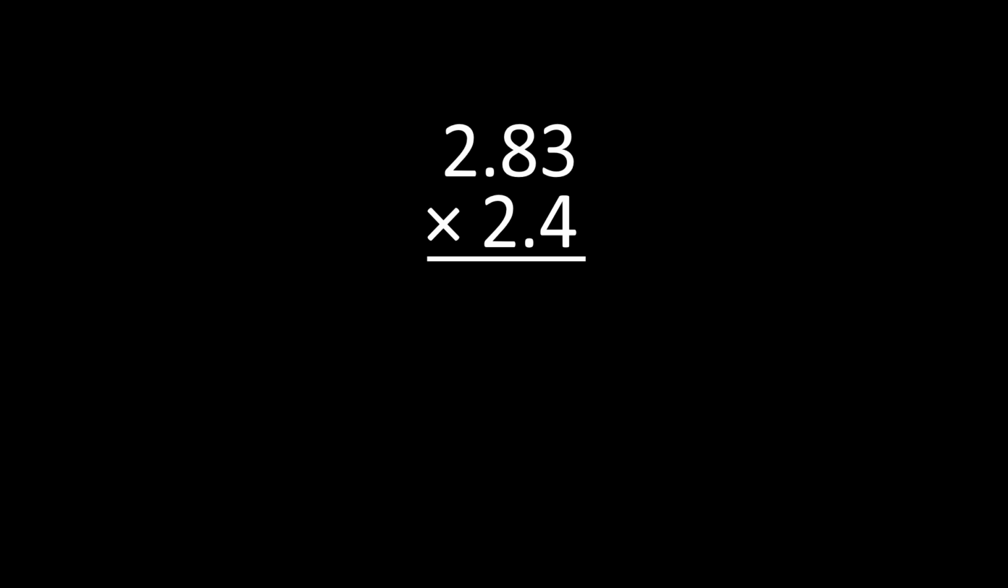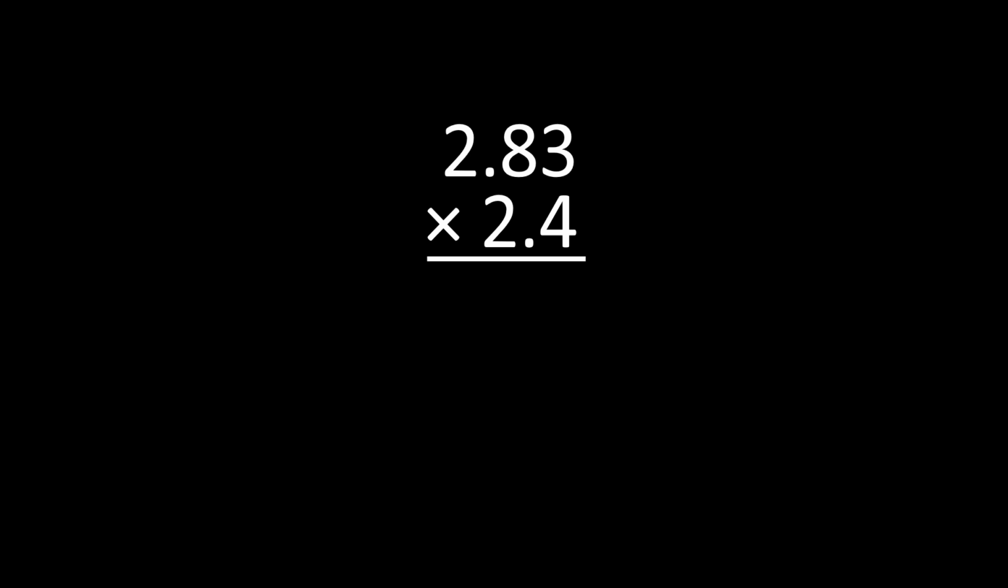In this example, we have 2 and 83 hundredths times 2 and 4/10. And the first thing I want you to notice is that I did not line up the decimal points, because you don't have to line up the decimal points when you're multiplying with decimals. Now we're going to work our multiplication steps, because we ignore the decimal points until the very end. So we're going to be multiplying a 3-digit number by a 2-digit number.